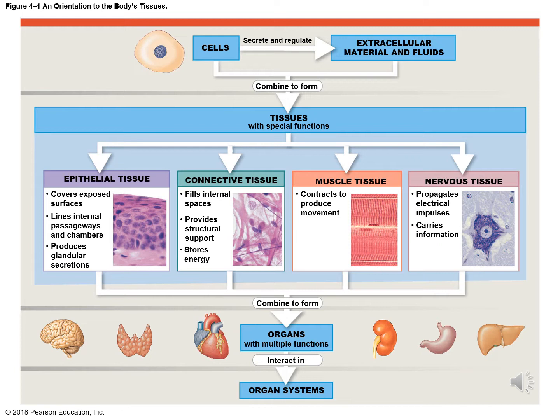Then we have connective tissue. This will fill internal spaces, provide structural support for other tissues, transport material within the blood, store energy reserves. Connective tissue has a wide variety of jobs, and they aren't always closely related, so one connective tissue may function completely different than another connective tissue.